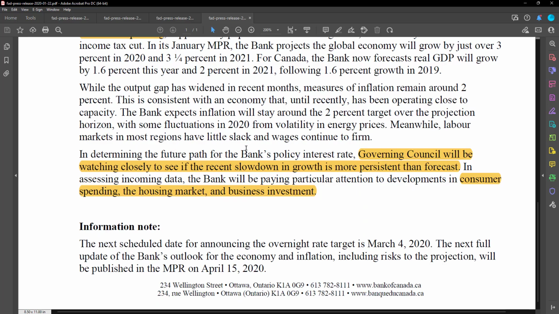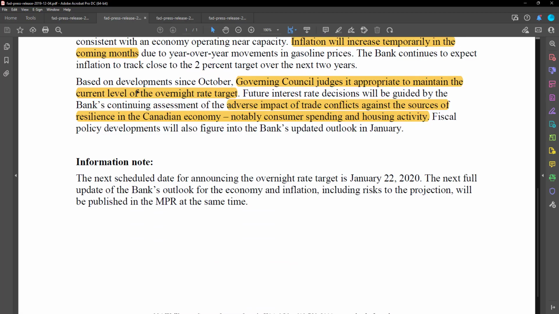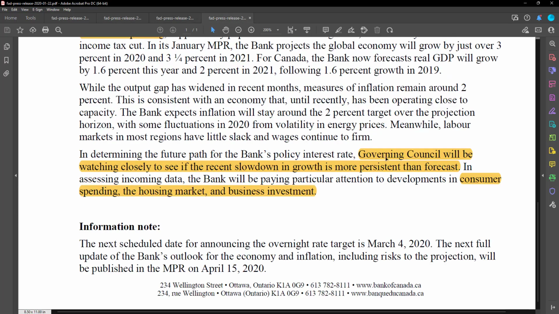And then in determining the future path for the bank's policy rate, Governing Council will be watching closely to see if the recent slowdown in growth is more persistent than forecast. Now, this is probably the most important line here, because if I go back to the last statement, that same paragraph, Governing Council judges it appropriate, right? You come to this one, and they've now dropped that line. They're not saying it's appropriate anymore. They're watching closely to see if the recent slowdown in growth is more persistent than forecast. And they'll pay particular attention to developments in consumer spending, housing, and business investment, the same as previously. So you now know what you need to look out for at the next meeting that comes up.